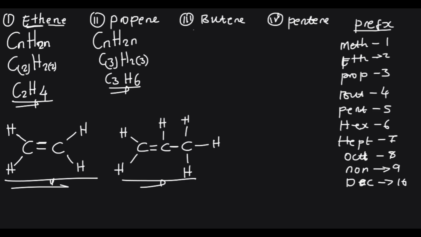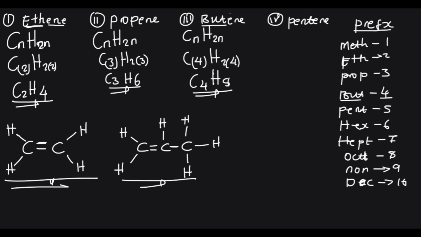So we can now also answer the third one. The general formula is CnH2n. This time, from the word but-, we can see that we are dealing with 4 carbons, so n is equal to 4. If we multiply, C times 4 is C4, and 2 times 4 is 8.